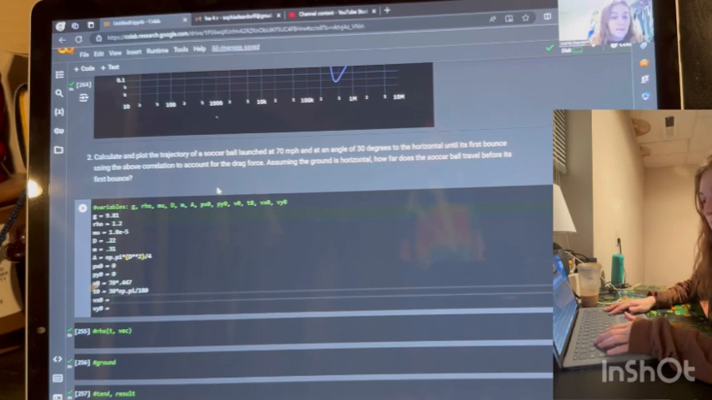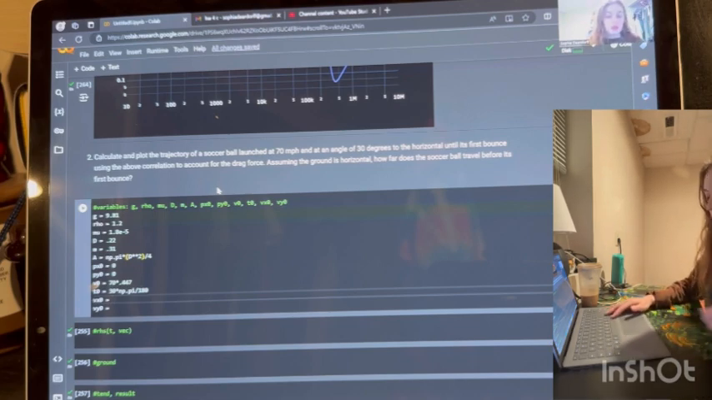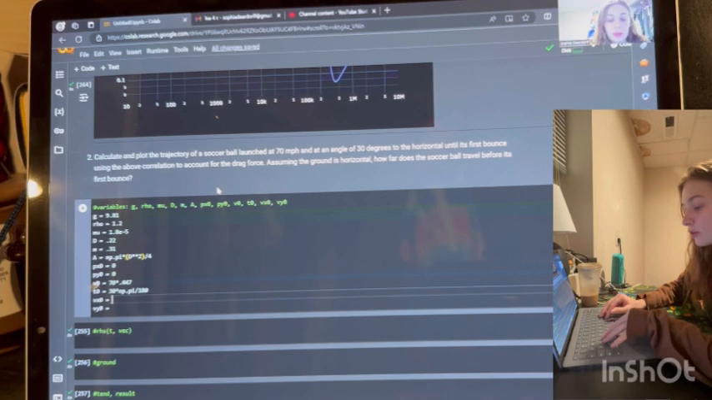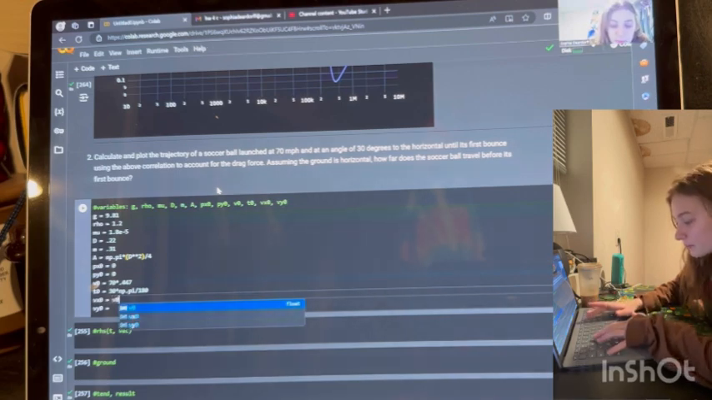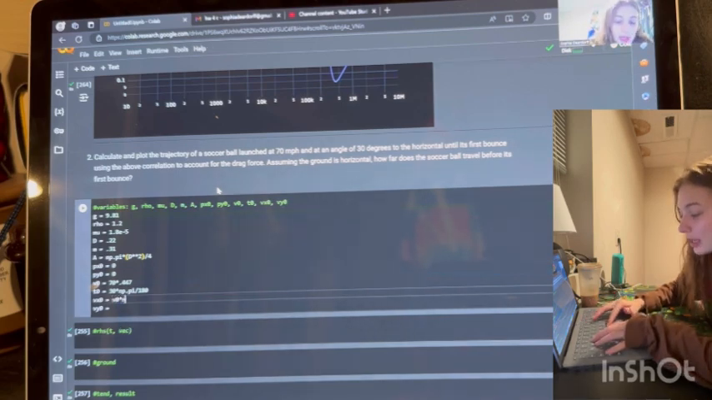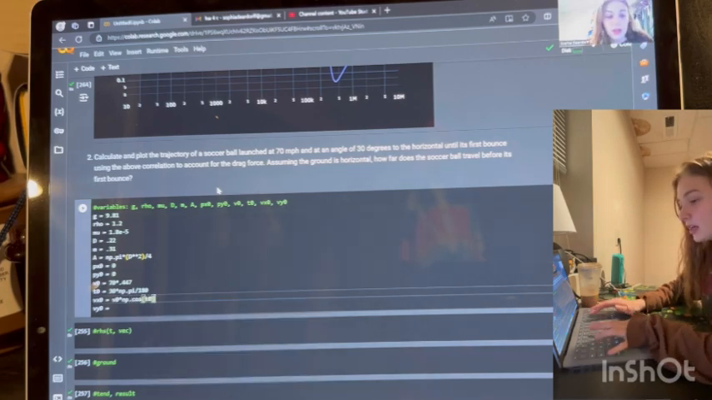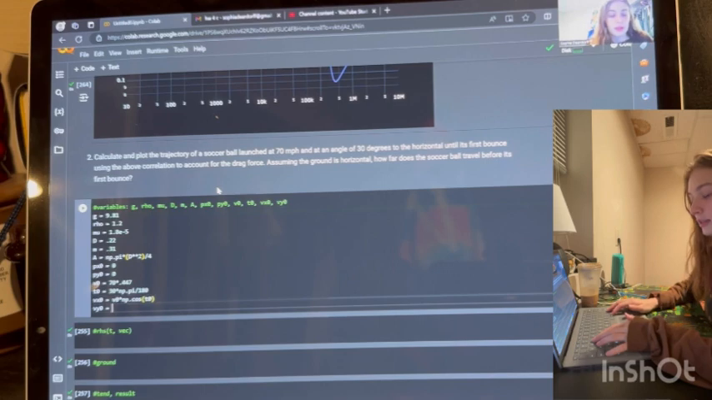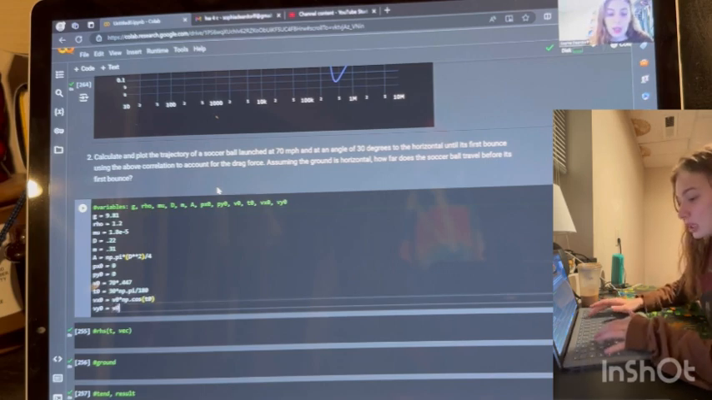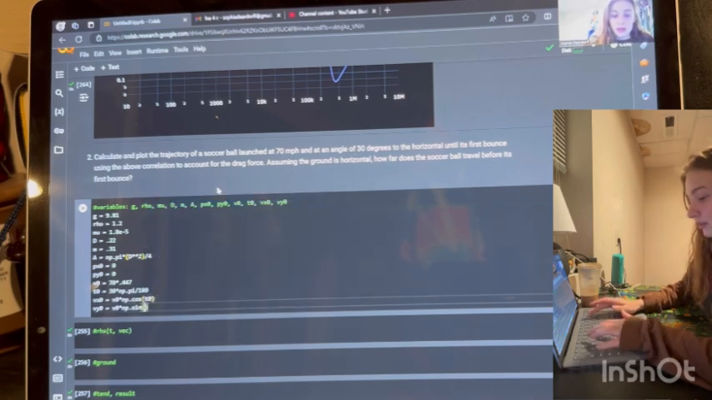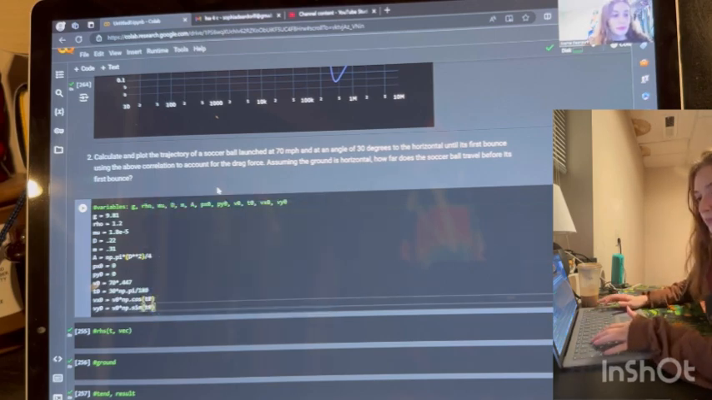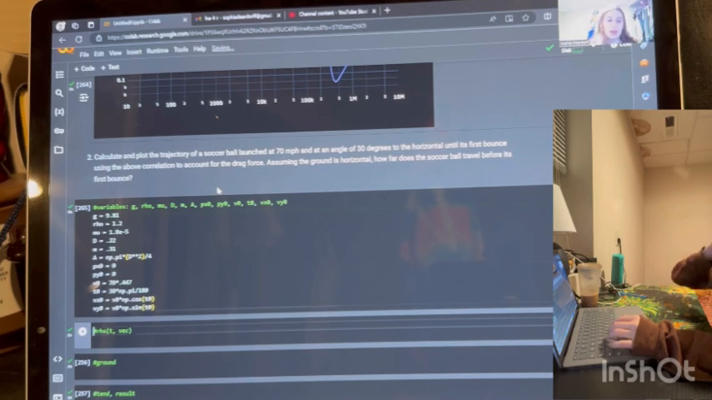And then to figure out our X and Y velocities from that, we're gonna do some simple trig, and it'll be v naught times np.cosine of theta for our x, and then similar for our y, v naught times np.sine of theta. And we should be good on that front.